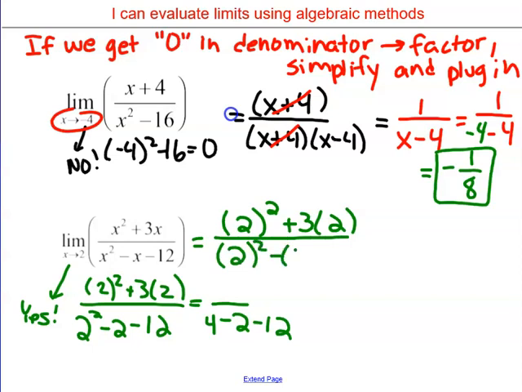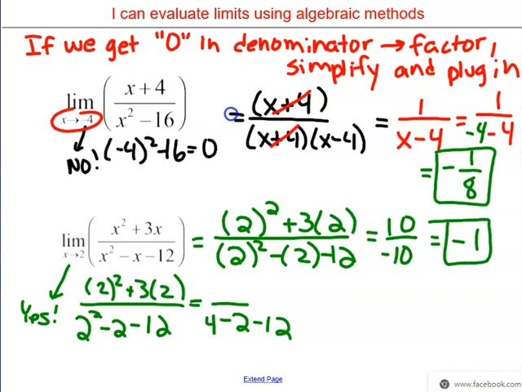Two squared minus 2 minus 12. We end up with 10 on the top, negative 10 on the bottom. And so in this case, as x approaches 2, the function approaches negative 1. So again, going back, when we plugged it into the original, we got 0 in the denominator, and we can't have that. That's a big no. So if we get 0 in the denominator, try to factor it, simplify, and plug it in. In this case, we plugged in 2, and we did not get 0 in the denominator. So go ahead and plug it in just like we did earlier.